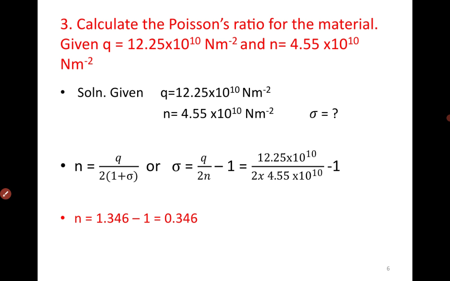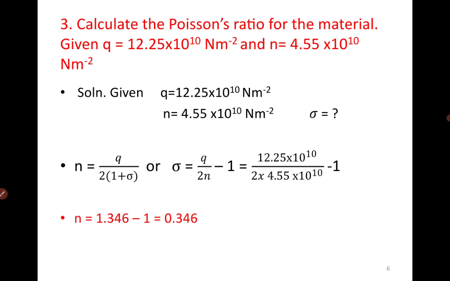Then the next problem is: calculate the Poisson's ratio for the material. Given Young's modulus Q is equal to 12.25 into 10 power 10 Newton per meter square and rigidity modulus N is equal to 4.55 into 10 power 10 Newton per meter square.